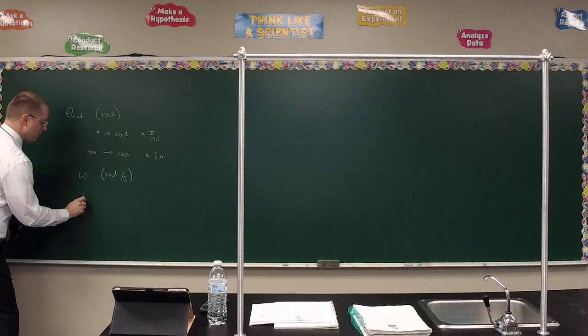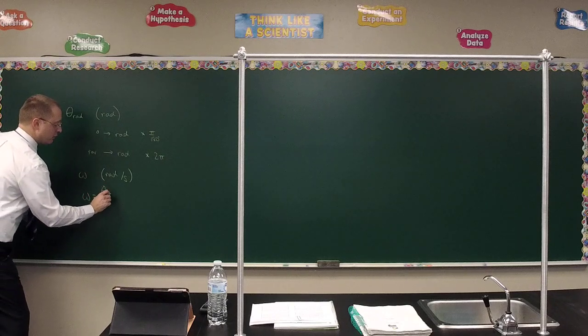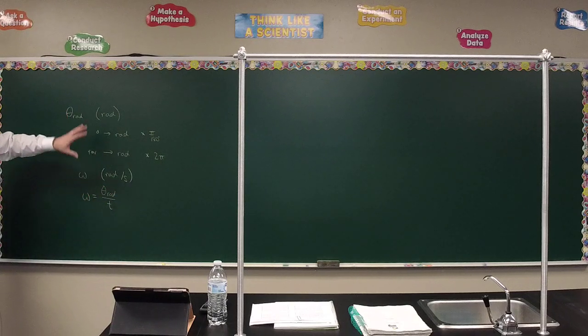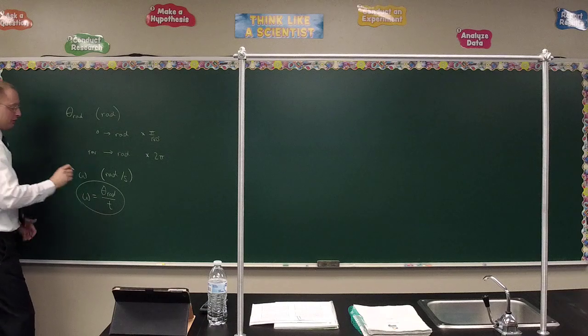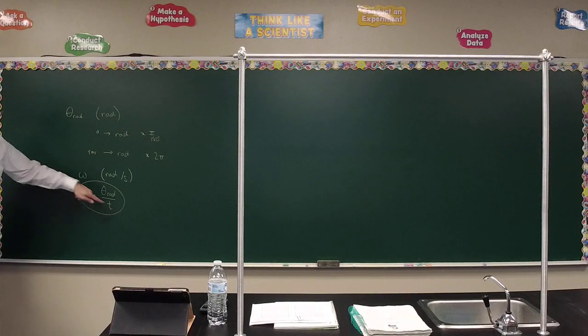How do we find omega? What is the equation for omega then? Theta rad over t. Not displacement per unit time, but angular displacement. How much did it spin divided by how much time did it take to do that spin? Right, so not d over t, but theta rad over t. And of course, we can even use this to find theta rad in some cases if we multiply omega times t.